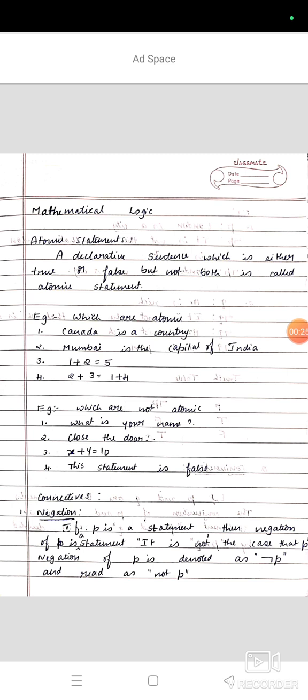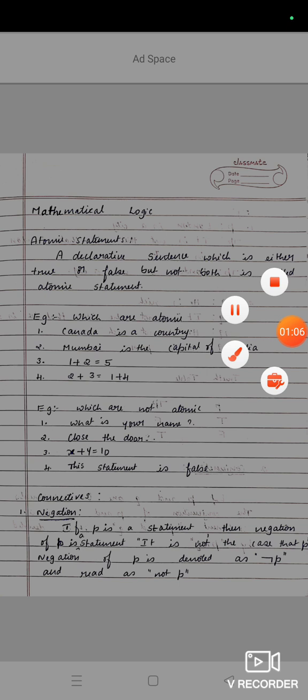Now what is an atomic statement? An atomic statement is any declarative sentence which is either true or false but not both. A declarative sentence means any sentence which declares something. A declarative sentence may sometimes be true and sometimes false, but any sentence which is either true or false but not both is called an atomic statement.